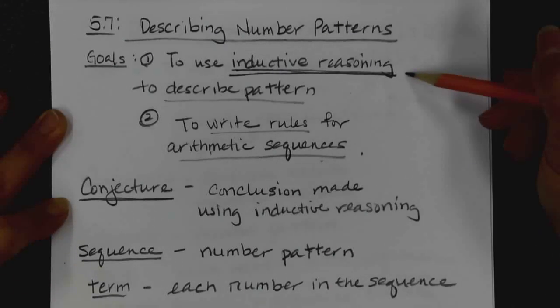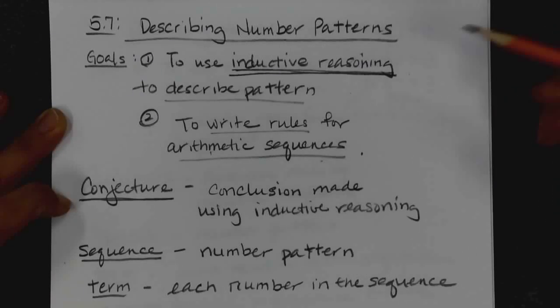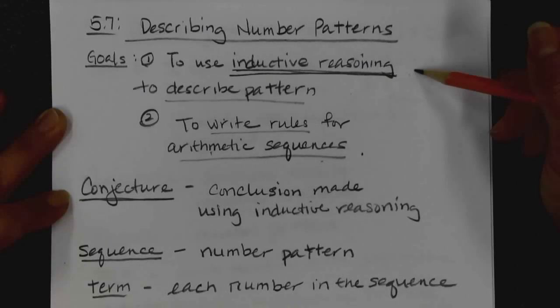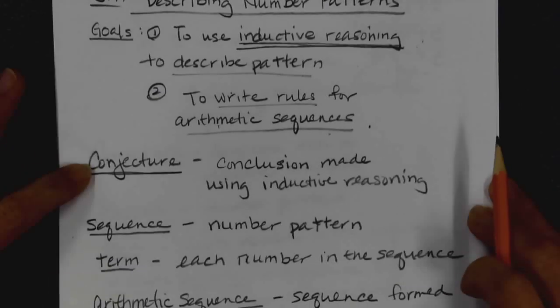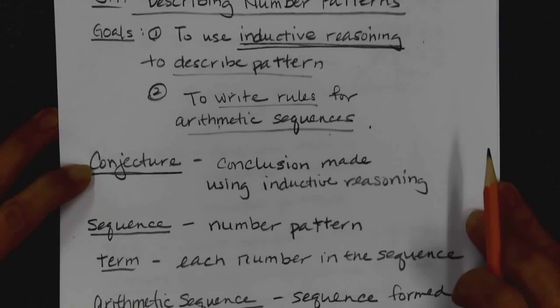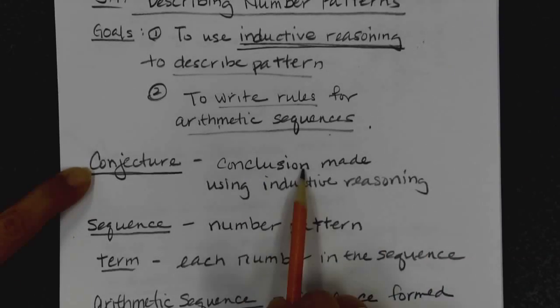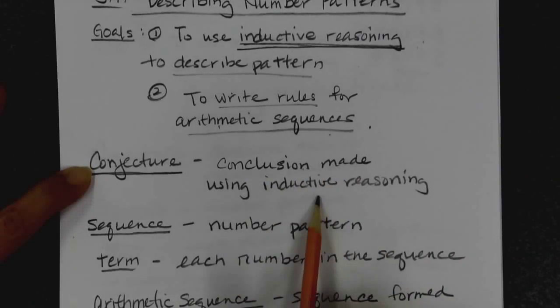So inductive reasoning is reasoning where you make an observation, see what's going on, look for any kind of pattern, and make a conclusion. The conclusion that you make from making an observation is called a conjecture. So conjecture is another word for a conclusion made using inductive reasoning.